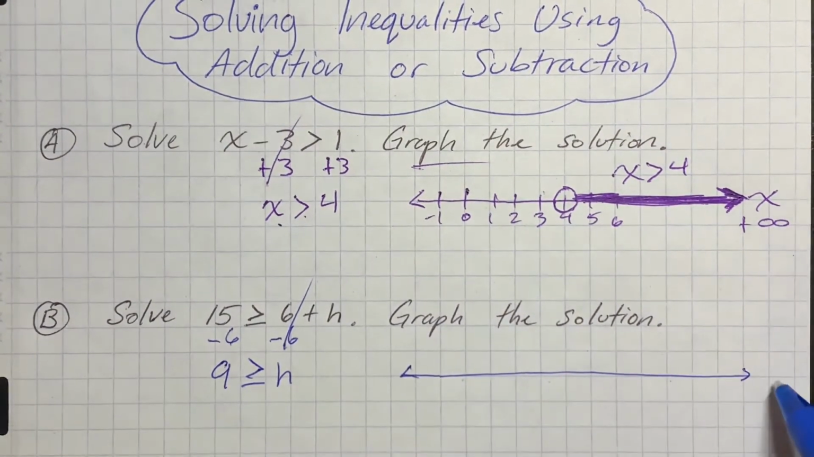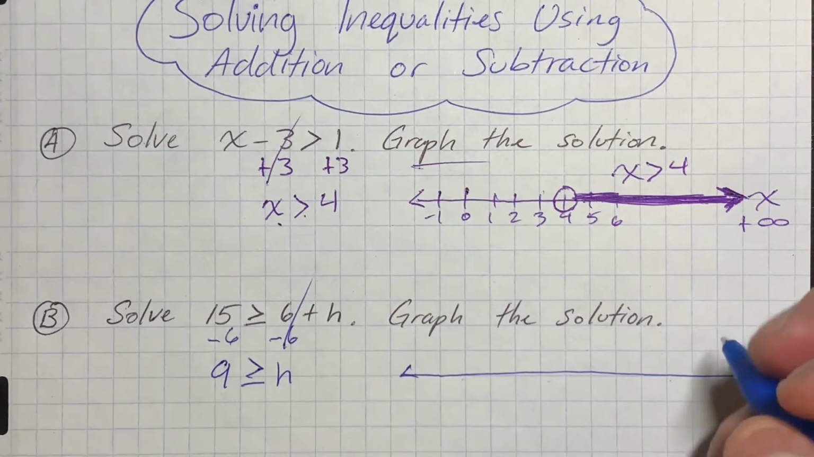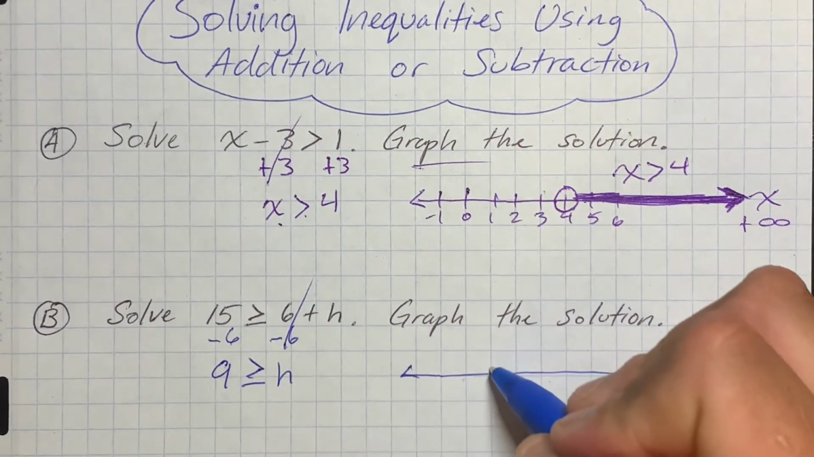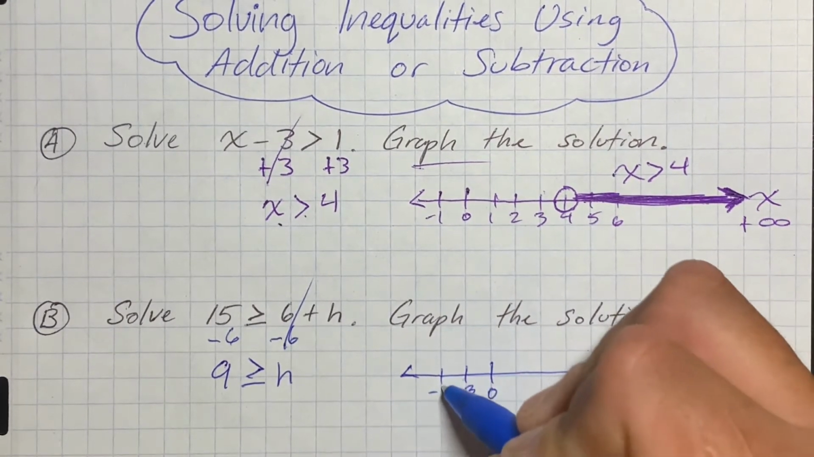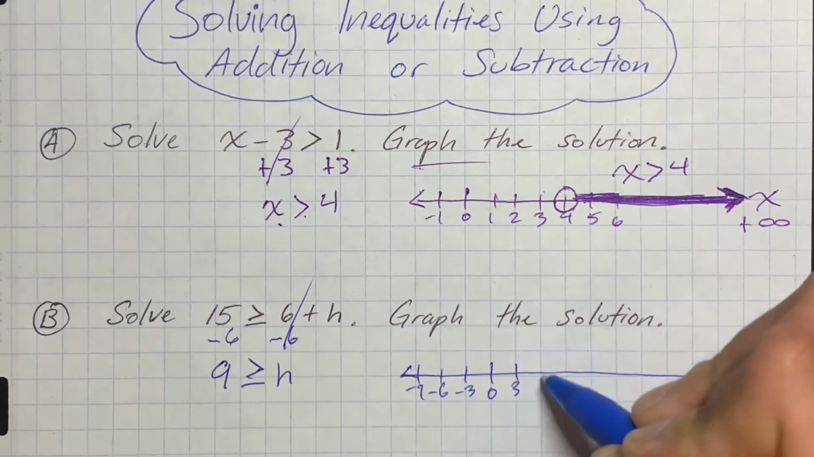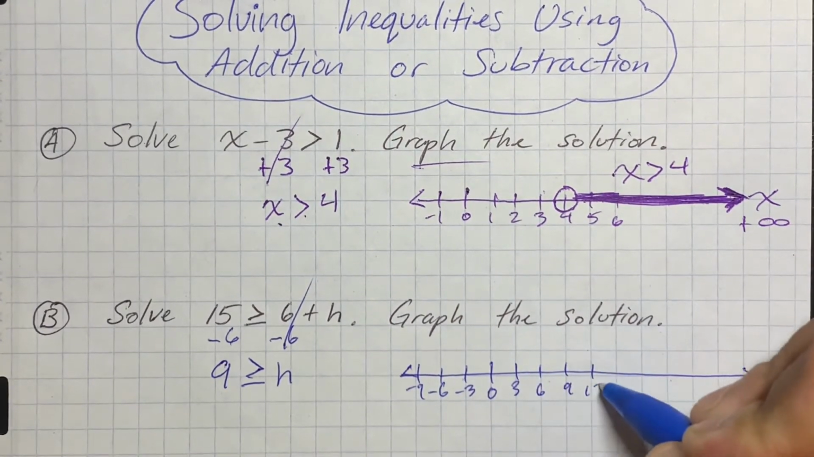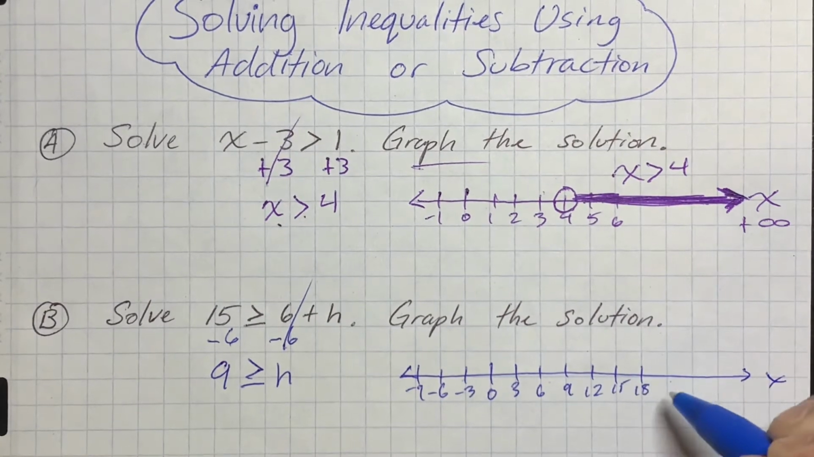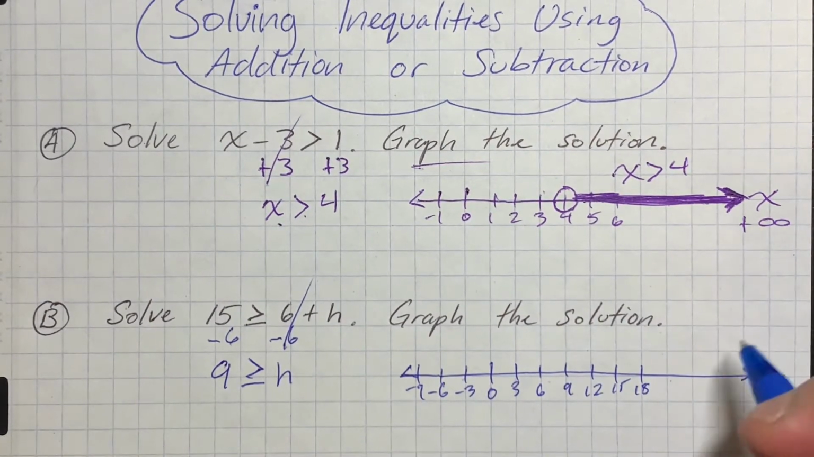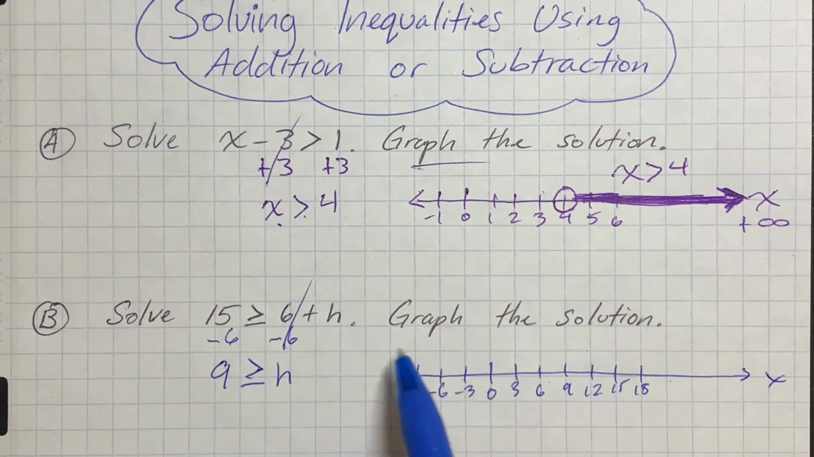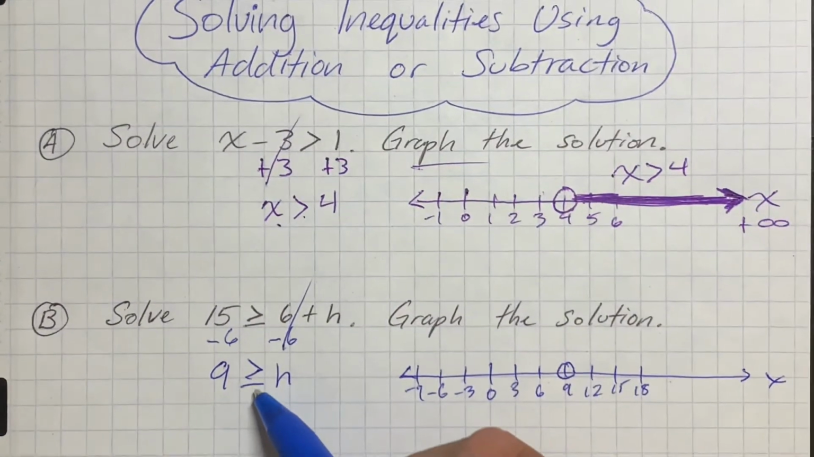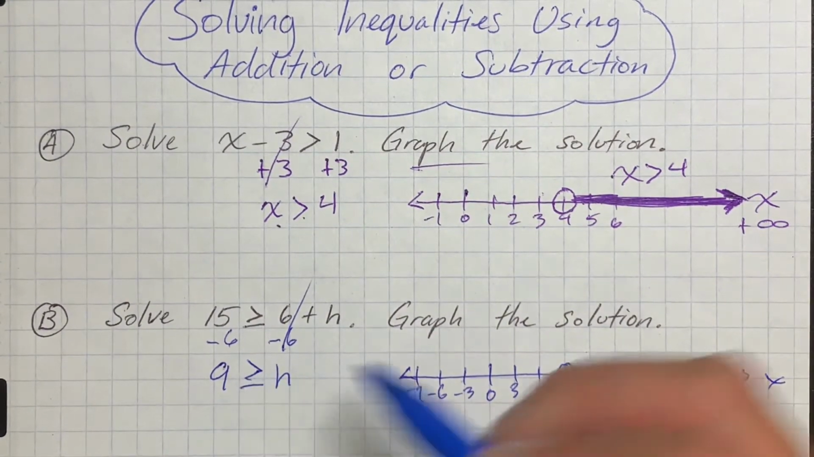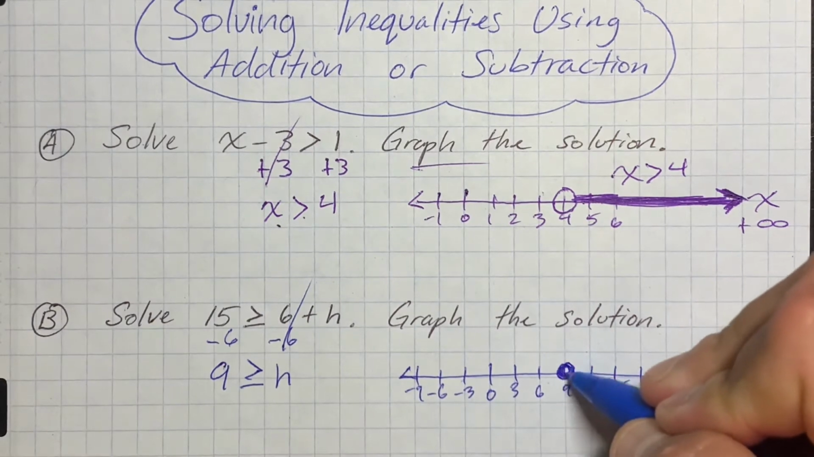I'm going to choose the horizontal number line. Let me go with 0 here. I'm going to go in multiples of 3: negative 3, negative 6, negative 9, positive 3, 6, 9, 12, 15, 18, and so on and so forth. Now, I want to locate positive 9 on the number line. Well, there it is. I'm going to put a circle there, but we have a greater than or equal sign, so I want to shade it in with a solid color.